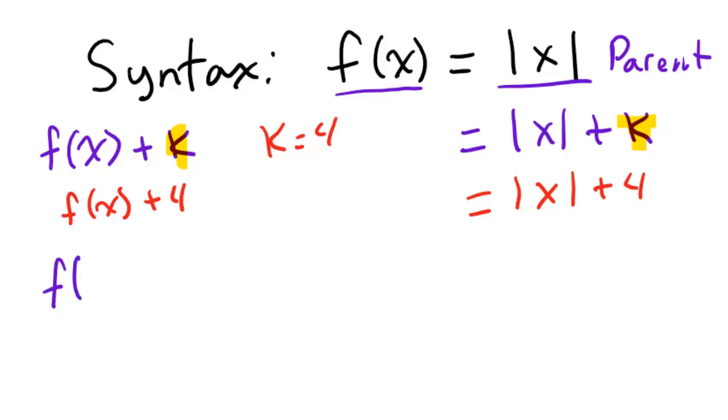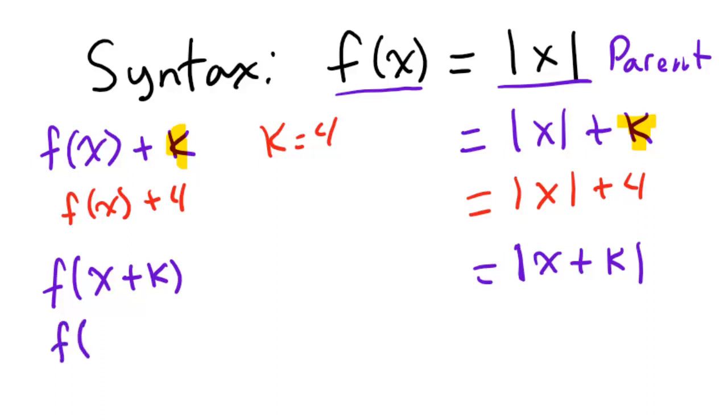We could also put f of x plus k on the inside like this, and over here that would be absolute value of x plus k on the inside. So we're using the same parameter, only we're using it inside directly on x. Now the confusion, I think, comes in when we add multiple parameters.